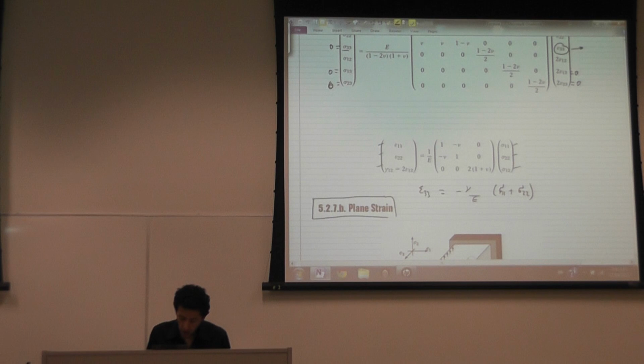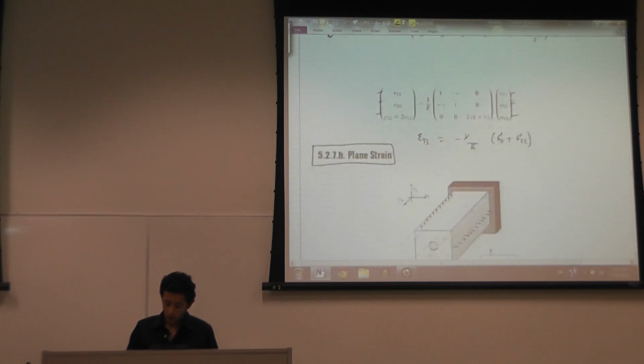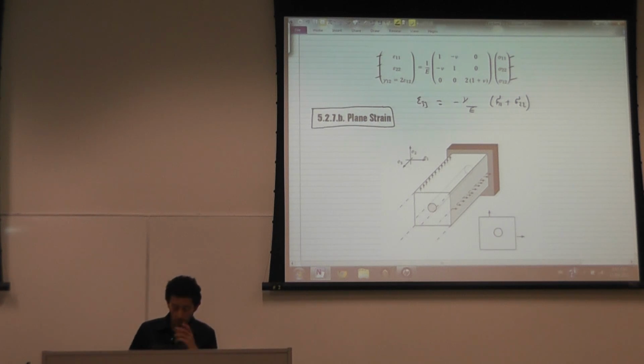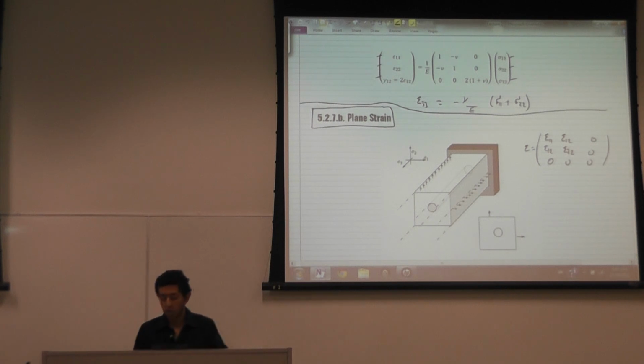Plane strain is usually used for objects that are long enough and that are prevented from moving in the third direction. So for this plane strain assumption, the strain matrix is given by epsilon 1,1, epsilon 1,2, epsilon 2,2, and the rest are zeros. And because I'm saying that the material is restrained from moving in the third direction, what's stopping it from moving in the third direction is a value for the stress.